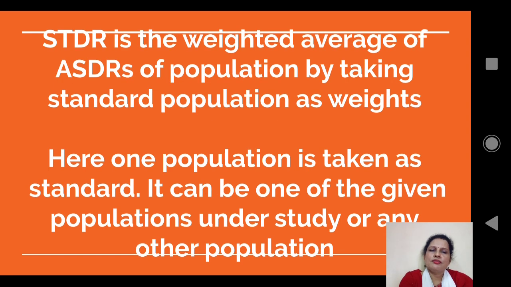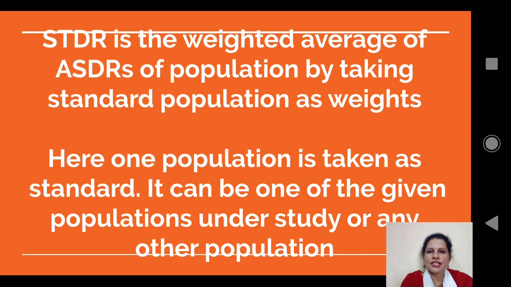Standardized death rate is the weighted average of ASDRs of populations by taking standard population as weights. Weighted averages: we have already learnt about weighted averages in first year PU statistics. You can remember the formula. Weighted average is equal to summation Wx divided by summation W, where W is the weight attached to the items. Now here the weights are nothing but standard population.